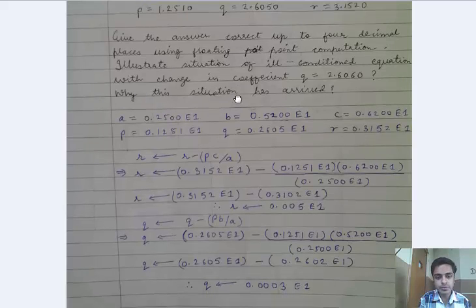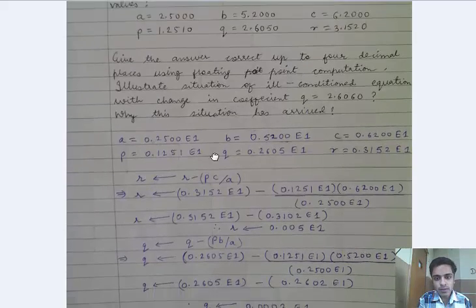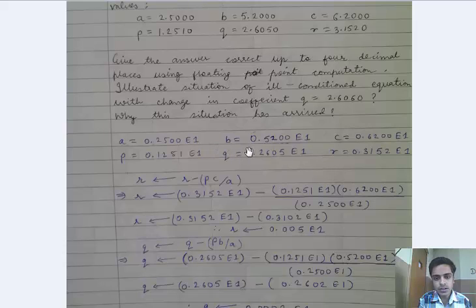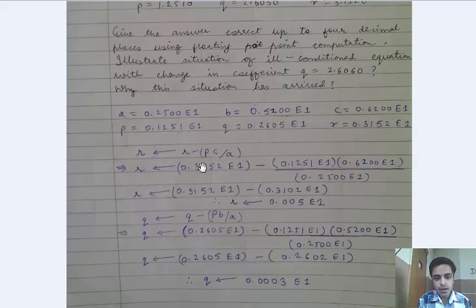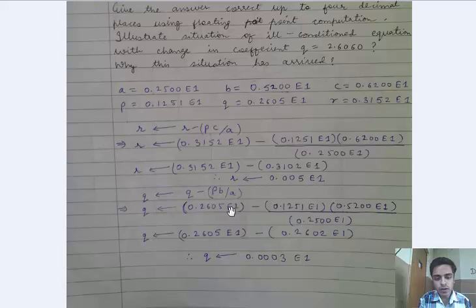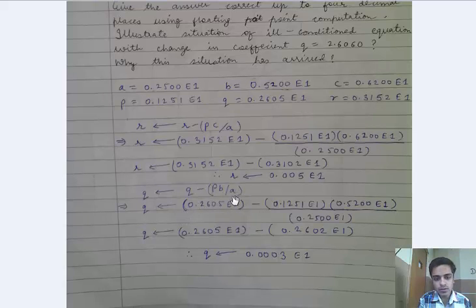the situation has arisen. The values of a, b, c, p, q, r in 4-digit floating point arithmetic will be like this, as you can see. r minus pc by a will be r, therefore putting the values of r, p, c and a in this equation, we will get the new value of r, which comes out to be 0.005 E1. Similarly, q is q minus pb by a, therefore putting the corresponding values in the equation, we will get the value of q as 0.0003 E1.